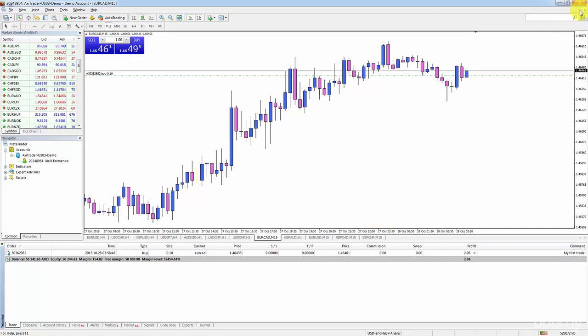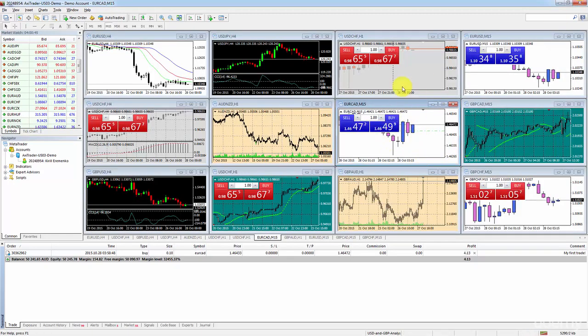Let's open a couple more. Getting carried away with this one. All right, let's make that window smaller. Okay, so we've got euro, US dollar, Japanese yen. What else do we have? Let's say I want to trade a different currency.